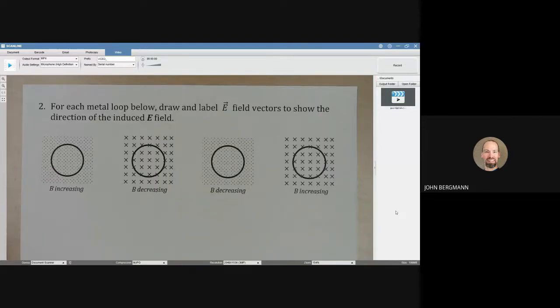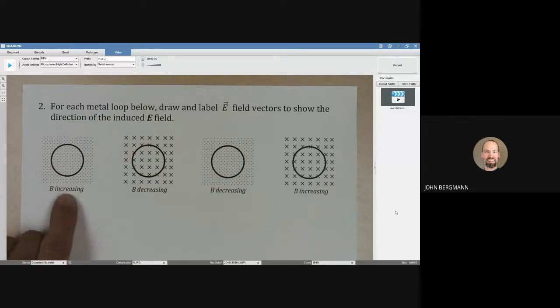For each loop below, draw and label electric field vectors to show the direction of the induced electric field. This electric field will be in a direction in accord with Lenz's law, which says that whatever is happening with the flux in the loop, the induced electric field will attempt to undo that change. We can think that nature doesn't like change.